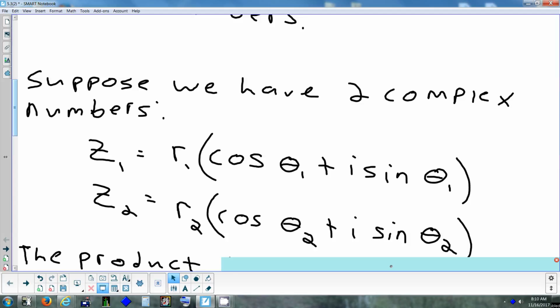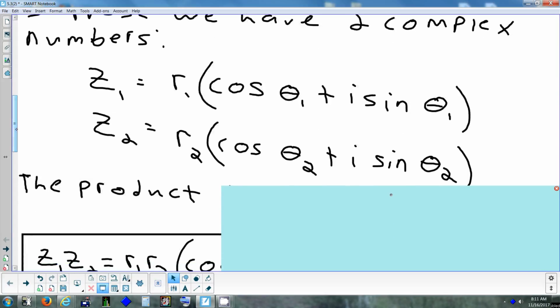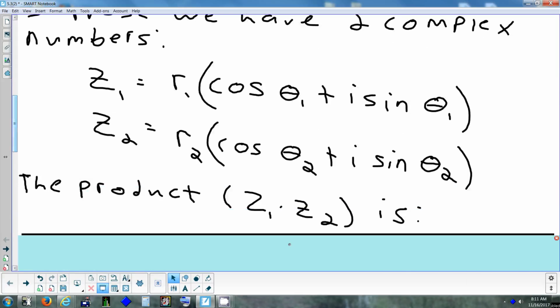Okay, so if you wanted to multiply these together the old way, I just went through everything you'd have to do: all the FOILing, the i squareds, the combining like terms, the conjugate, separating the fractions, all that stuff. All you have to do is, if you already have your numbers in polar, follow this formula.